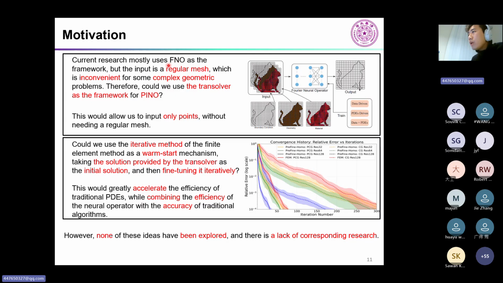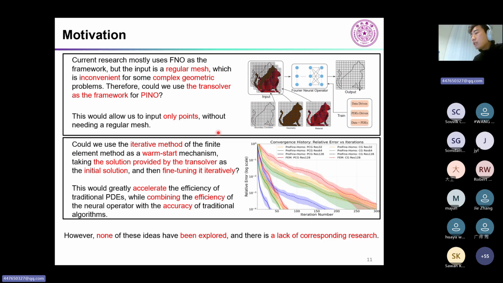It is a regular mesh, especially in FNO. Regular mesh, I mean, it's very inconvenient for some very complex geometry problems. So the first question is, could we use a Transolver as the backbone for PINO? Because it will bring us a very good advantage: we can only use points without needing a regular mesh.